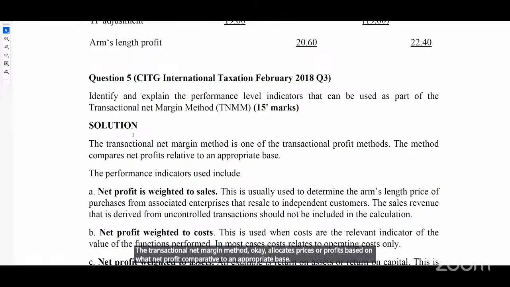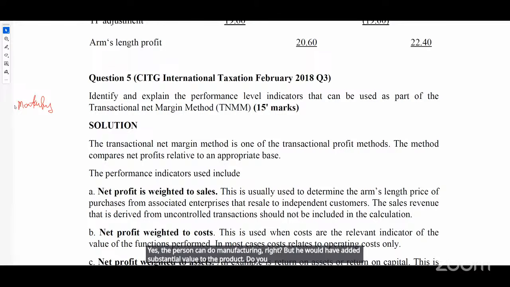So it uses markups and margins. Are you getting it? That's net profit to something. You see the resale price and then the cost plus. The transactional net margin works that way, but it doesn't work at the gross profit level. It works at the net profit level. And here, some value should have been added to the product. So the person can do manufacturing, but he would have added substantial value to the product.